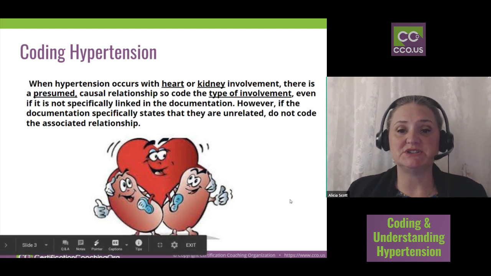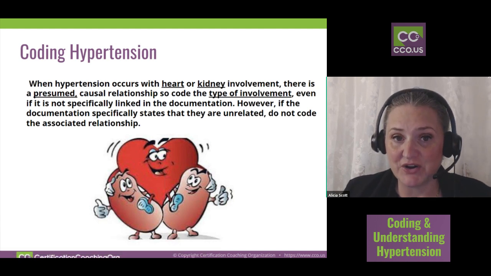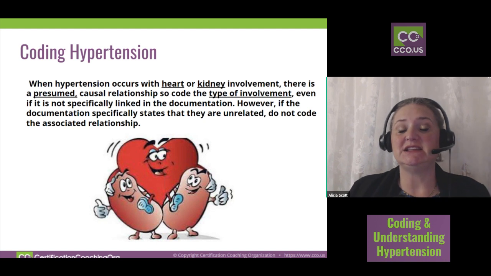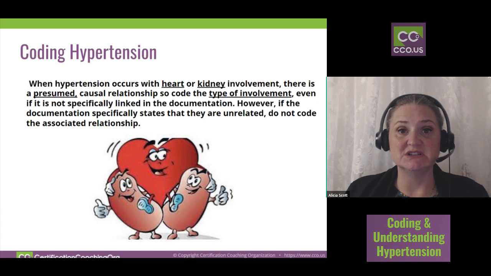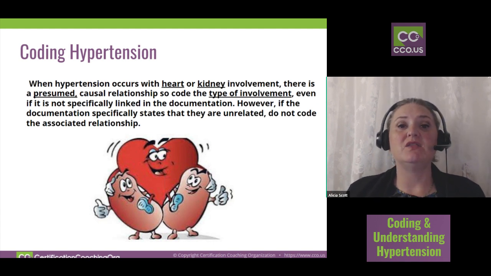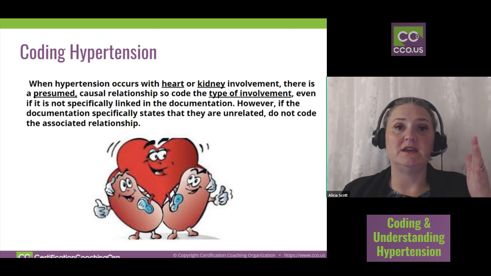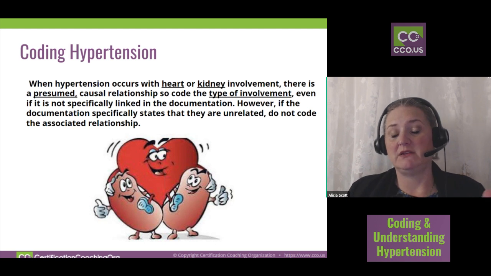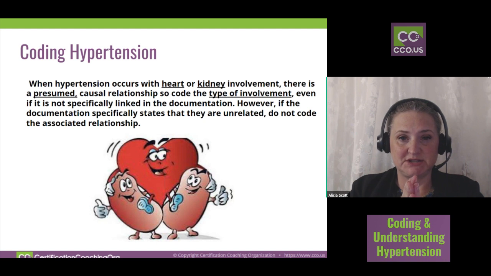There's always a causal relationship. Maybe I better put this last sentence in here. It says, however, if the documentation specifies that the patient has hypertension and CKD and the hypertension is not related to the CKD, then you don't combine them. You would code the I-10 and then you'd code the N18 point, whatever the stage was. Okay, but otherwise, causal relationship.